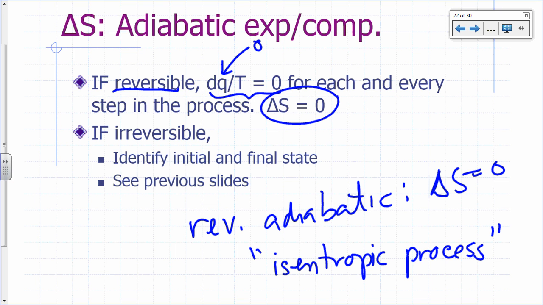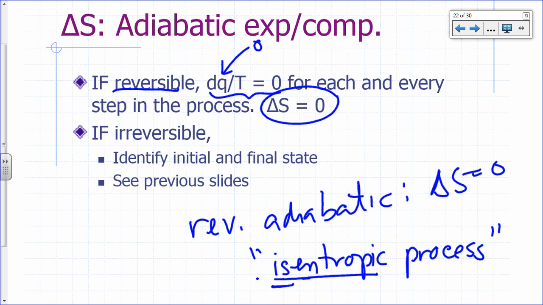Why isentropic? What does iso mean? Isothermal, constant temperature. Isobaric, constant pressure. Isentropic, constant entropy. A reversible adiabatic expansion or compression is an isentropic process.